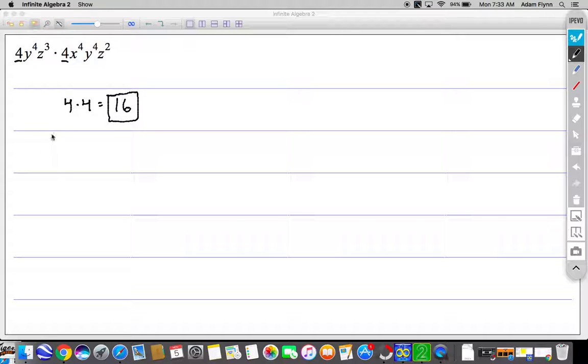Now I'll move on to my y's. So I've got y to the 4th and y to the 4th. So when those are multiplied together, we are just adding the exponents, or the powers. So 4 plus 4 is 8, so I know y to the 8th will be a part of my final answer.